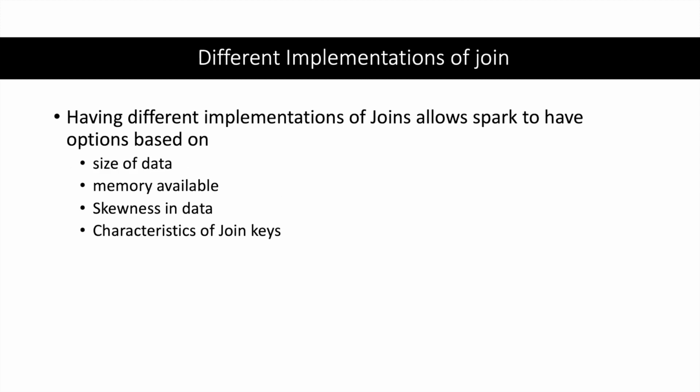Now, the size of your data, the amount of memory available to Spark, skewness in your data, and the current partitioning of your data, like if it is sorted and partitioned already, all these factors play an important role for Spark to decide which join implementation strategy will be best for you, which will give us the best performance. So let us discuss shuffle hash join in this video. In another video, we will discuss other kinds of join implementations.